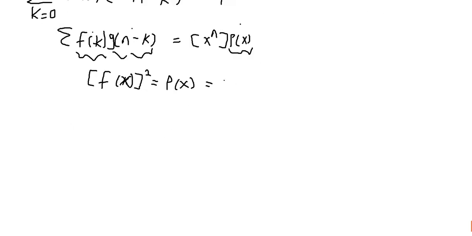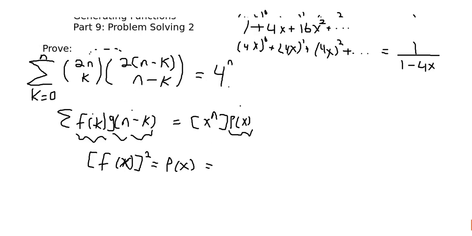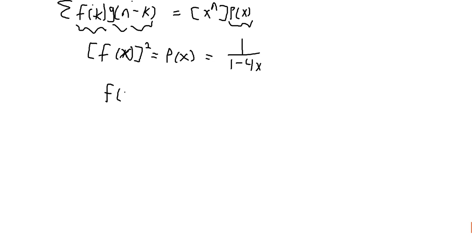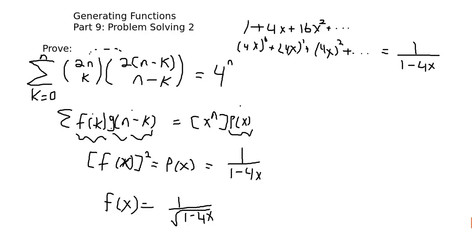Wait, hold on. Yeah, okay, that's all right. So p of x is 1 over 1 minus 4x, which means that we want to show that f of x is equal to the square root of this, 1 over the square root of 1 minus 4x. We want to show that this function generates 2n choose n.